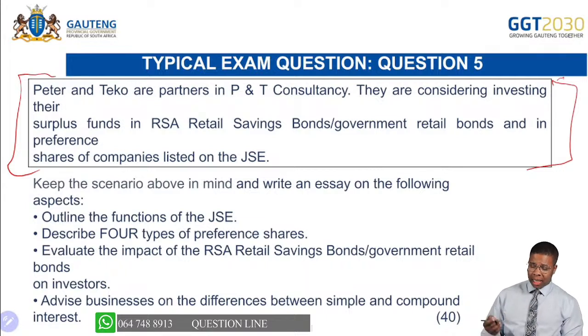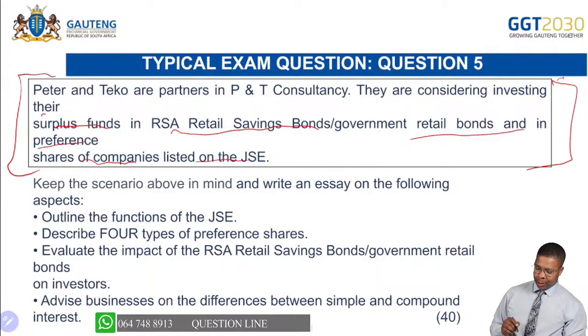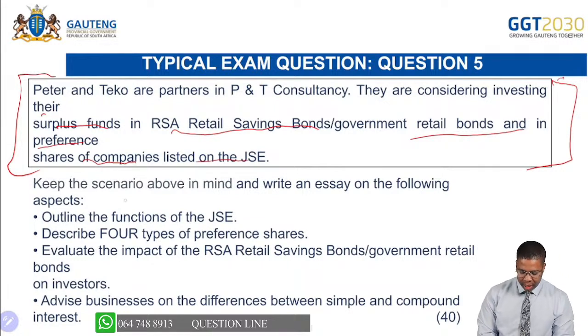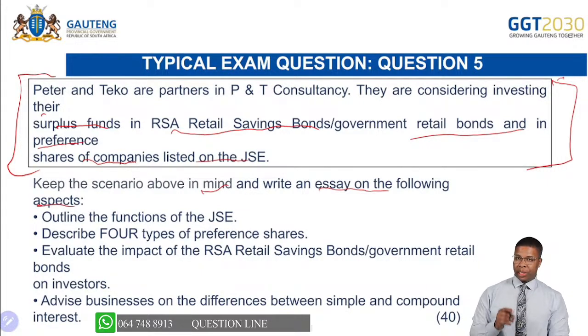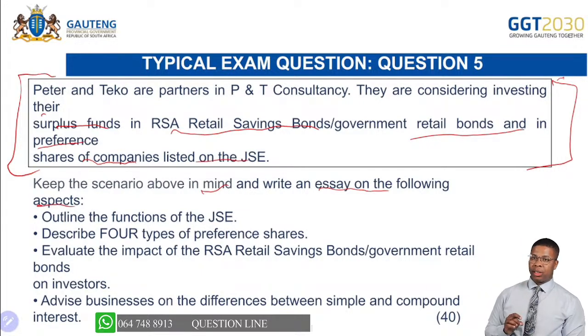As they say, Peter and Teko are partners in P&T consultancy, and they are considering investing their surplus funds in the RSA retail savings bond or government retail savings bond, or in a preference share company listed on the JSE. Now, keeping the scenario above in mind, write an essay on the following aspects. The first question is: outline the functions of the JSE.